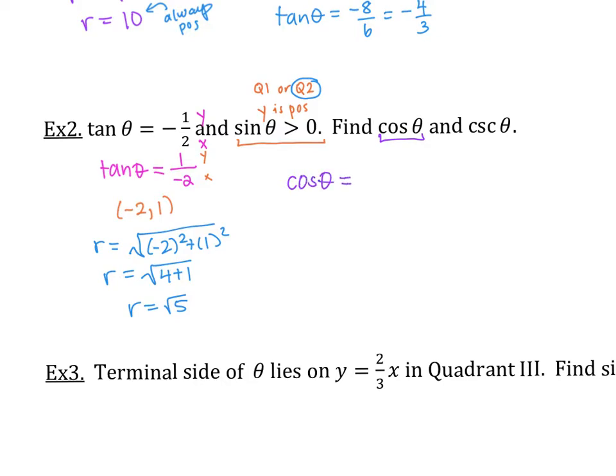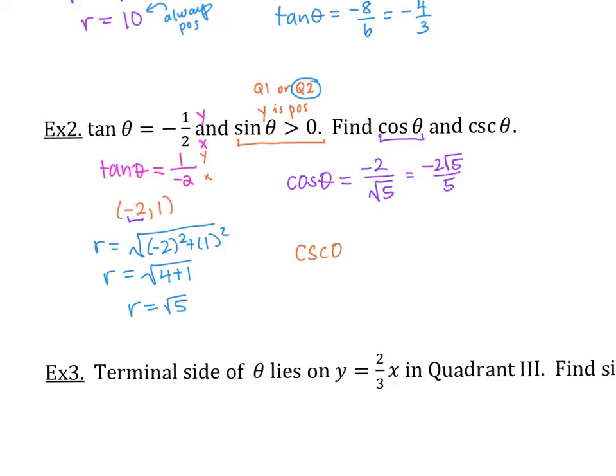Okay, what is cosine? Cosine is the x over the r. So the x I used was the negative 2. The r I just calculated to be root 5. And of course, I am going to rationalize this. Okay, I got cosine. Now I need cosecant.